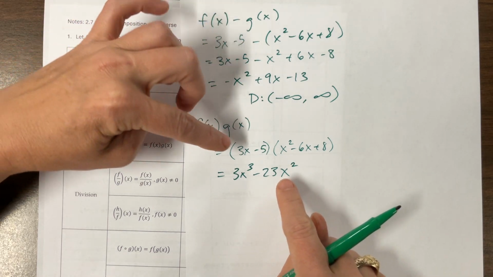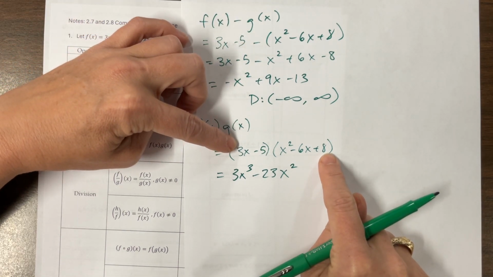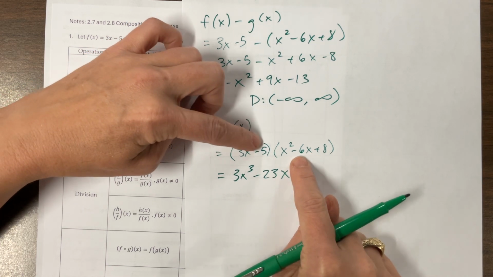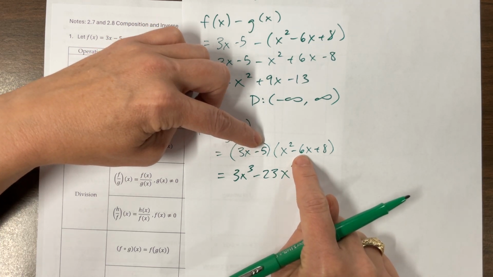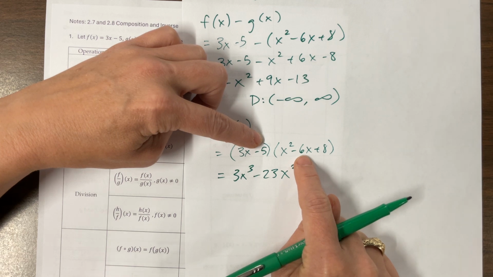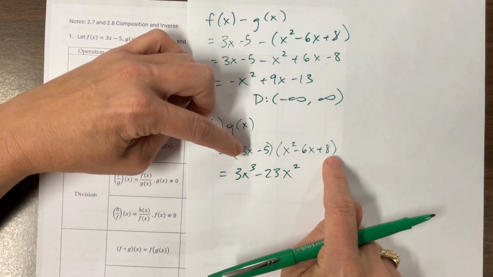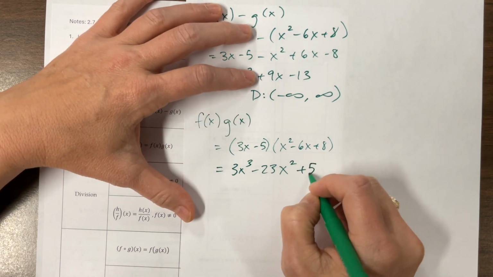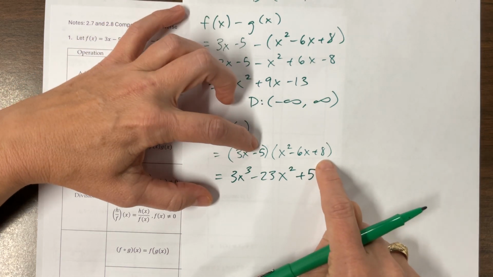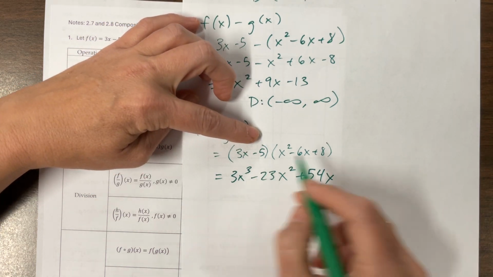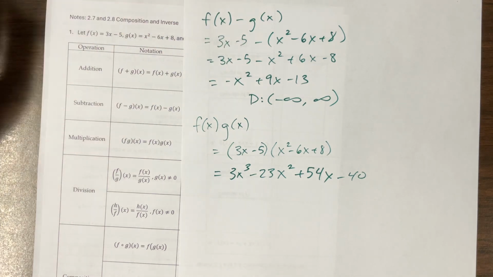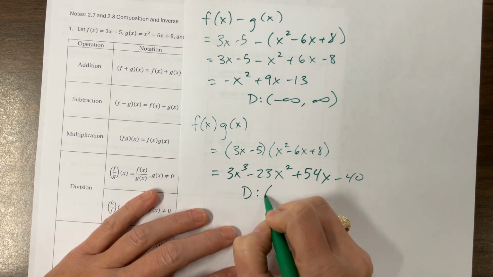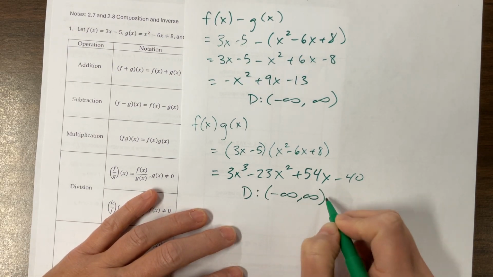Okay, then how do I get an x? I have 3x times 8. That gives me 24x. And I have a negative 5 times negative 6x gives me a positive 30x. So positive 30, positive 24 is a positive 54x. And then I have a 5 times 8, and well, it's negative, so negative 40. This is cubic. There are no restrictions on my domain, and there we go.